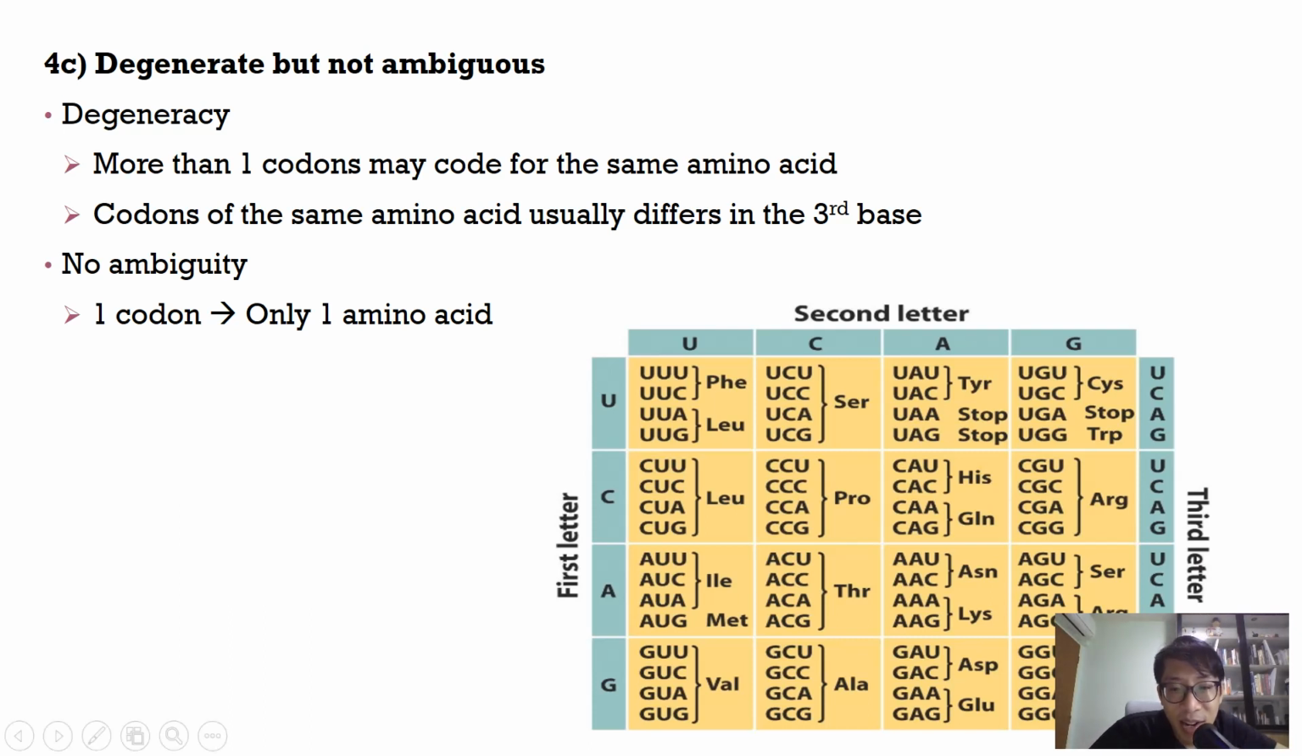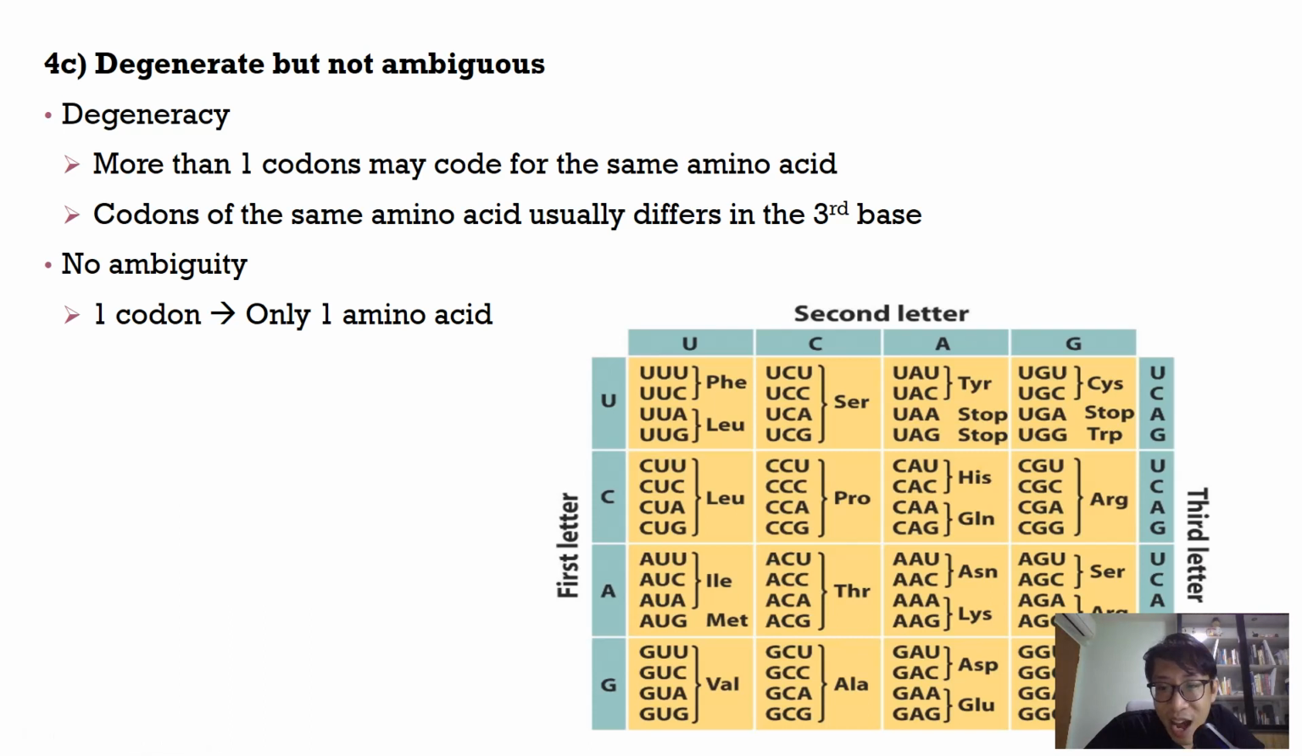If you can see proline here, I'll just take this example, 4 different codons code for the same amino acid, proline, and they differ only at the third base. So it always starts with CC, but whether it's U, C, A, or G, it still codes for proline. Of course, there are exceptions. Leucine is one. These 6 codons all code for leucine, but they don't only differ in the third base, especially this UU, which is different from the CU.